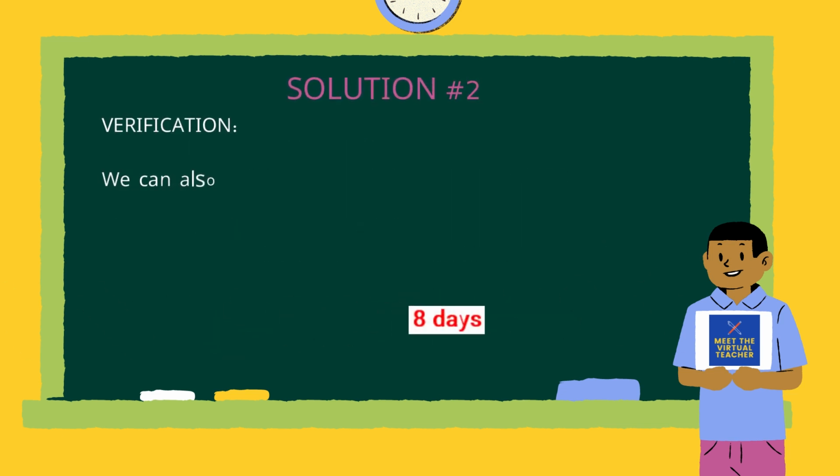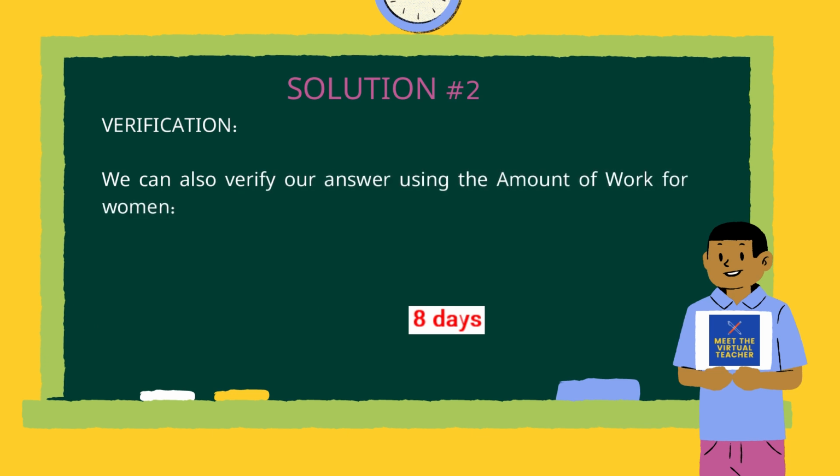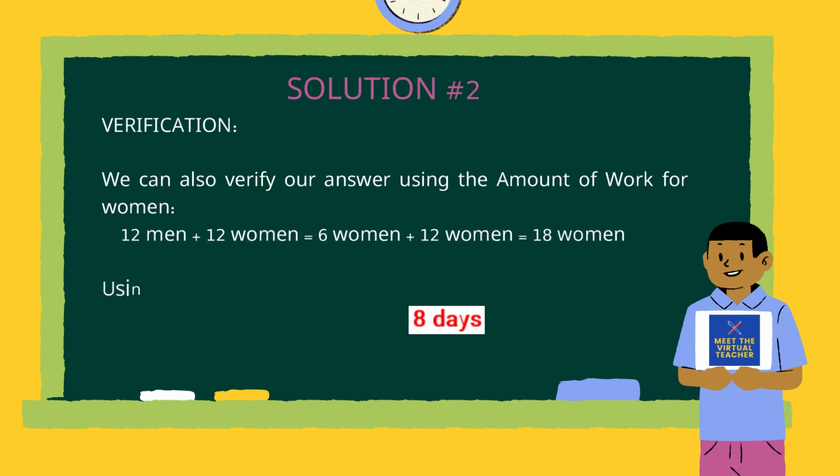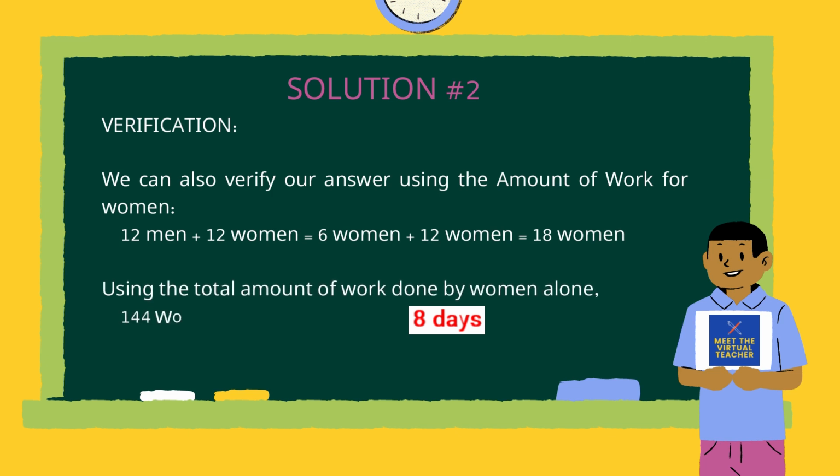We can verify this by using the amount of work for women. So we will have 12 men plus 12 women is equal to 6 women plus 12 women. This is from relation number 1. Therefore, we have 18 women in total. Using the total amount of work done by the women group, we will have 144 woman days divided by 18 women, which is equal to 8 days. Same result when we use the amount of work by men.